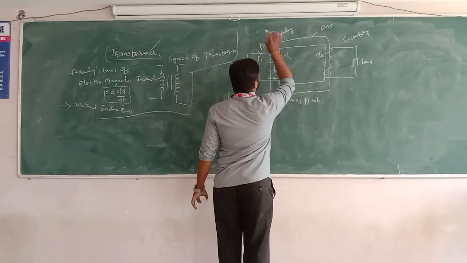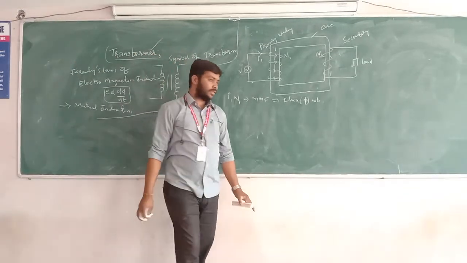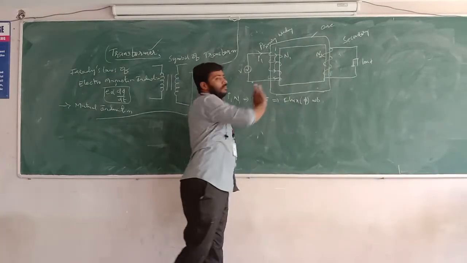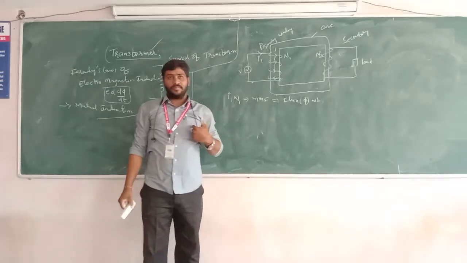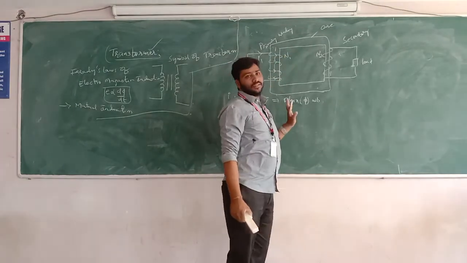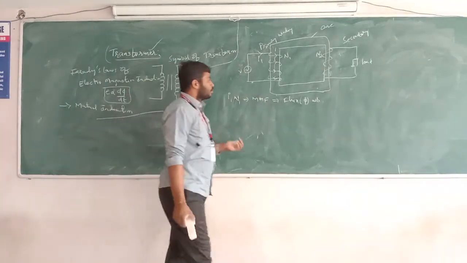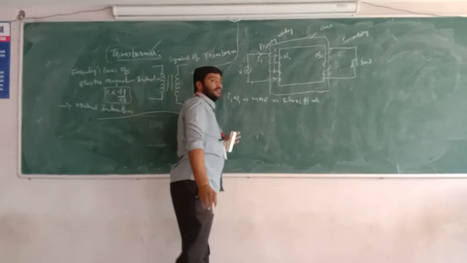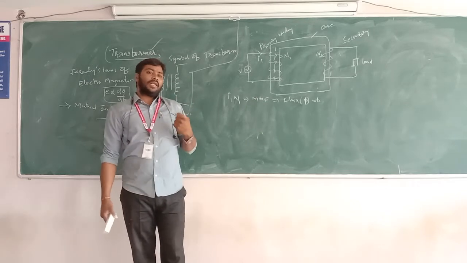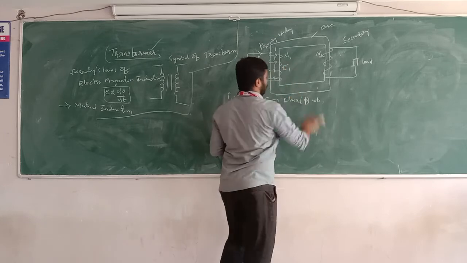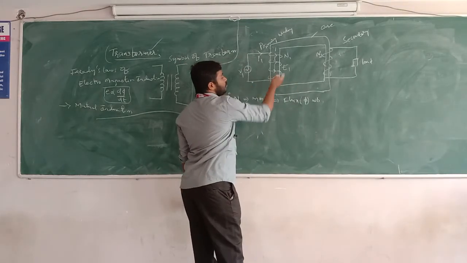That flux is flowing. Flux means magnetic lines of force. Now I have the current carrying conductor, and the flux is changing because of the potential from the AC supply. So according to Faraday's law, whenever a current carrying conductor links with a changing flux, an EMF is induced. That is E1.